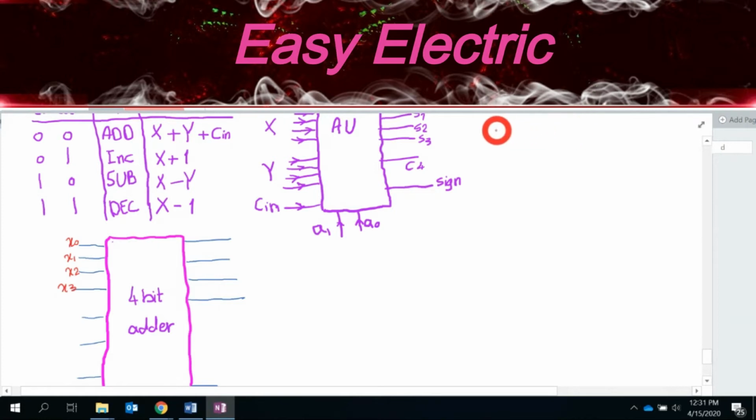I'll use this somehow as a draft here. If that's 0, 0, you should have y, which is y3, y2, y1, y0. If this is 0, 1, I do x plus 1, so that means you should give y 0, 0, 0, 1. So how about 1, 0? If I have 1, 0, what number should go to this second one, these four inputs that you have here for the 4-bit adder?